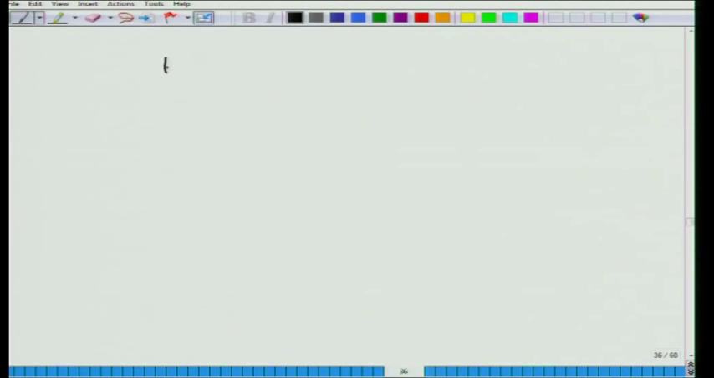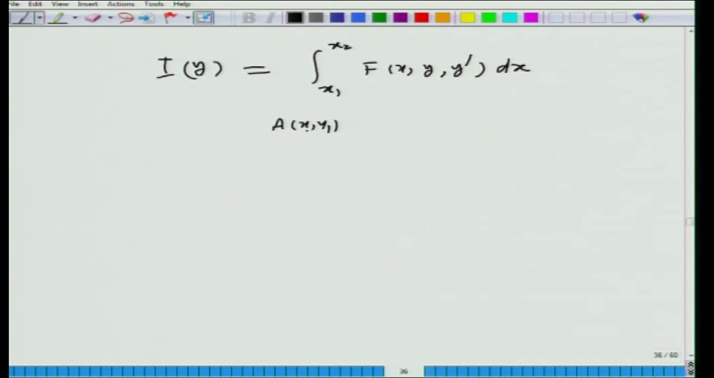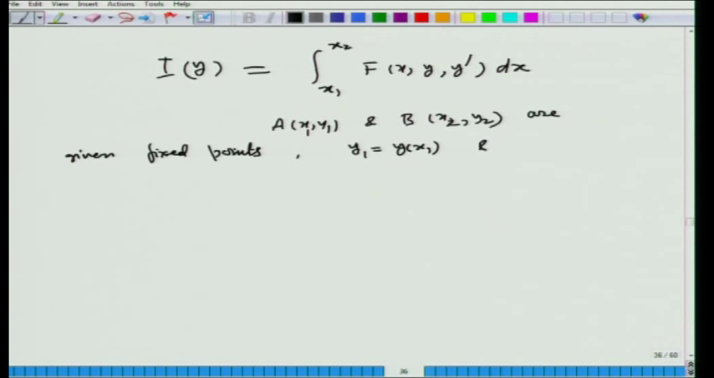So, recall that we have the functional I of y equal to the integral from x 1 to x 2 of f of x, y, y prime d x, where the boundary points A (x 1, y 1) and B (x 2, y 2) are given fixed points. Here y 1 equal to y at x 1 and y 2 equal to y at x 2.